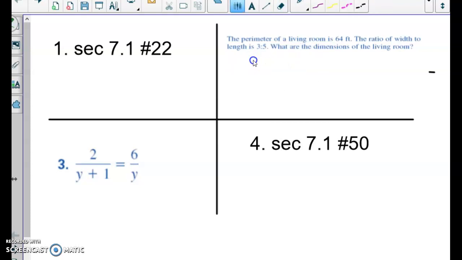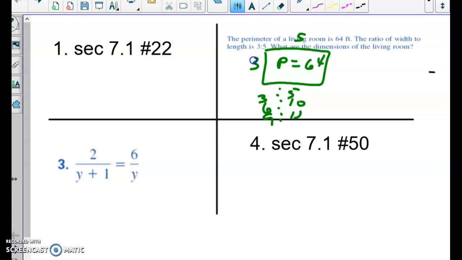And the ratio of the length to the width is 3 to 5. This is like the extended one we did in 7.1 with the angles. I could take that ratio of 3 and 5 and go, oh, 6 to 10 and 9 to 15, until I got to 64. Or I can say, hey, I want to find out what each of those is.